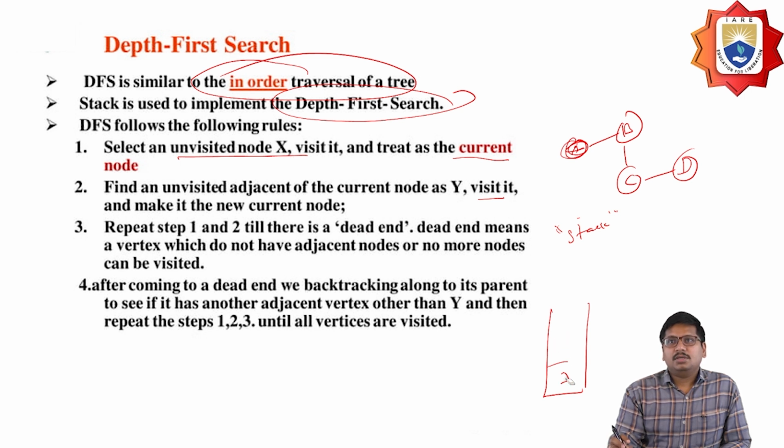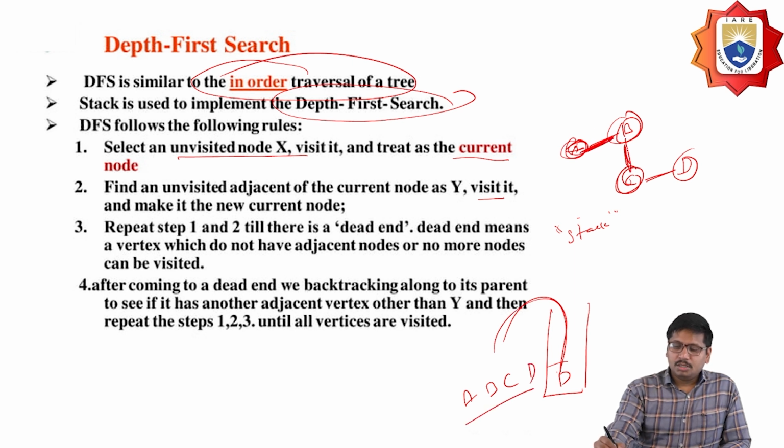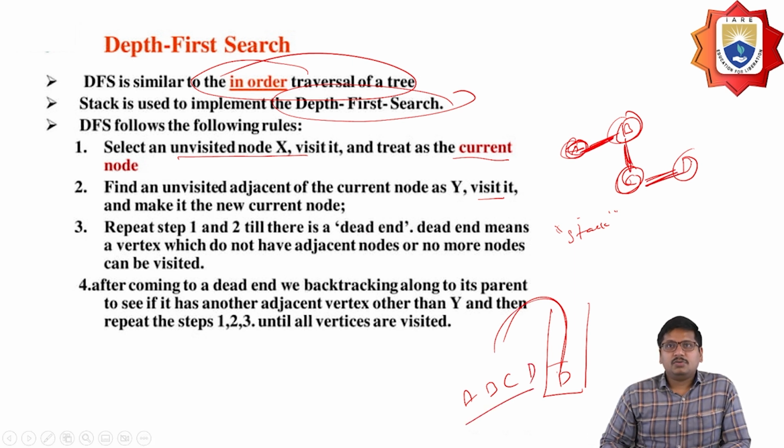So that means I have to pop the top of A and push B onto that. What are the vertices that are adjacent to B? C. So pop out and push C onto this. What are the adjacent vertices that are connected to C? So pop out C and again pop out. And this should be the DFS order of this tree.